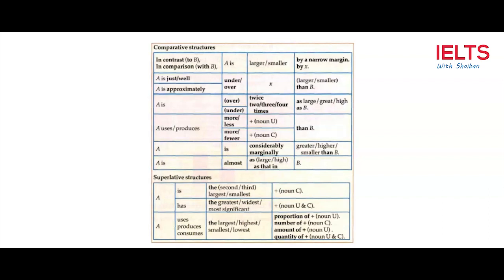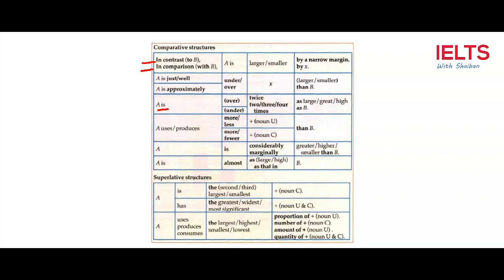For example, if I look at the graph here, we say, in contrast to B, A is larger by a narrow margin. This is called a concessional sentence. Concessional means to show the other view than your view. For example, in contrast to B, this is the other view, A is larger by a narrow margin. So A here is the most important point to me. This technique using concessions can give a very good, advanced level of grammar. Also, the meaning is clear.